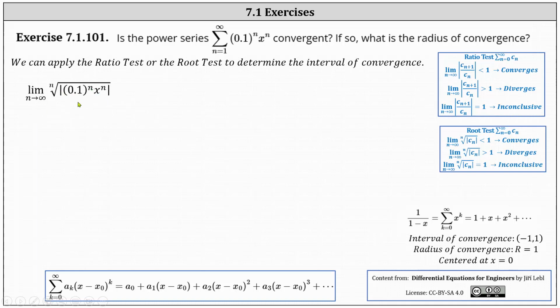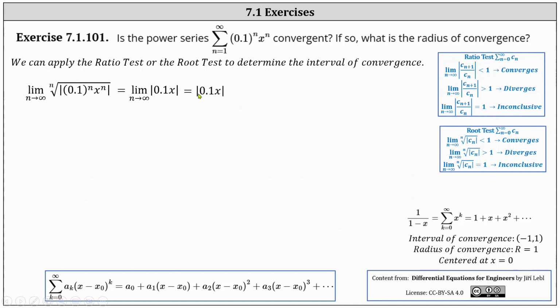In this form, you can see why I chose the root test. When we take the nth root of something raised to the nth power, it simplifies perfectly. This simplifies to the limit as n approaches infinity of the absolute value of 0.1x. And since the absolute value of 0.1x is not affected by n, the limit is equal to the absolute value of 0.1x. And this limit must be less than 1 in order for the power series to converge.